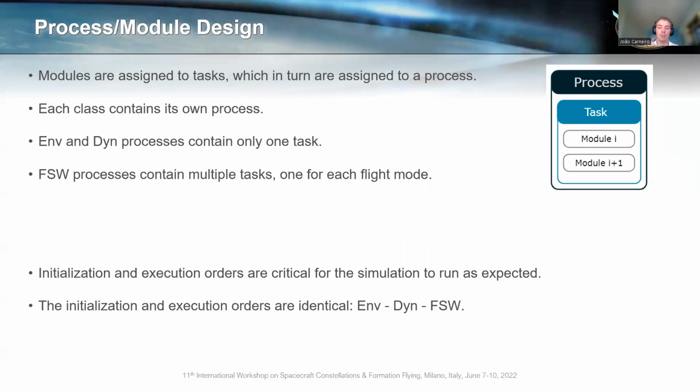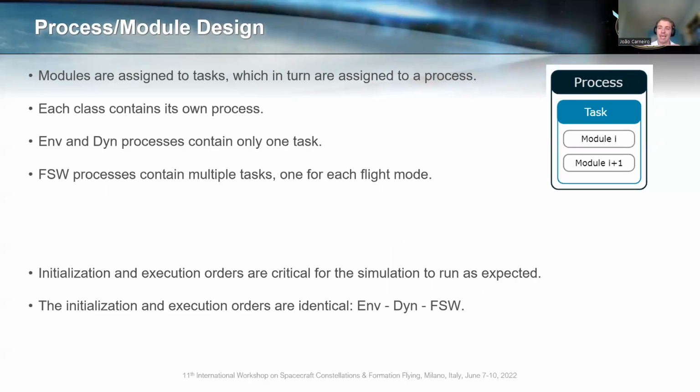These are really important for the simulation to run as expected and for the modules to have access to the information at the right time and to have the most up-to-date data to run the math and to run the simulation. For this work, the initialization and the execution orders are identical. And the first modules to be initialized and executed are the ones related to the environment. And that's because the environment is self-contained. It doesn't depend on any spacecraft. And so, we just propagate the orbits of the gravitational bodies. We update where the ground locations are depending on the rotation of the planets, that sort of thing.